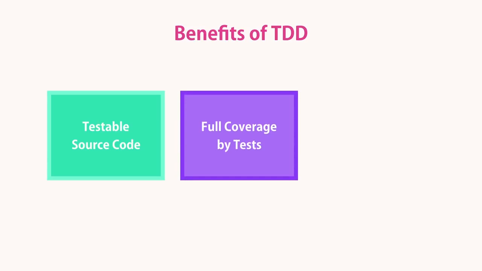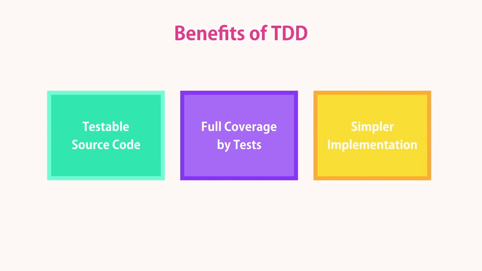Second is that every line of your production code is fully covered by tests, which means you can refactor and deploy with confidence. And third is that it often results in a simpler implementation. When you start with a big class diagram, chances are you're over-engineering and making the solution more complex.